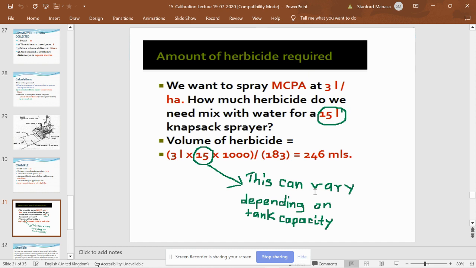So what we do when we have measured 246 milliliters, we put a bit of water in the knapsack, then we add the 246, then we fill the knapsack up to 15 liters and make sure there is mixing. We have to mix. But MCPA may easily form a solution. It could be an SL formulation.